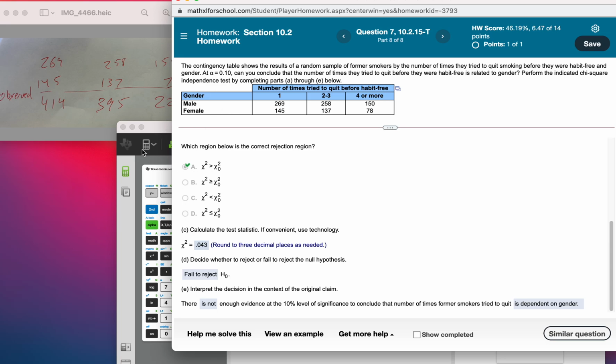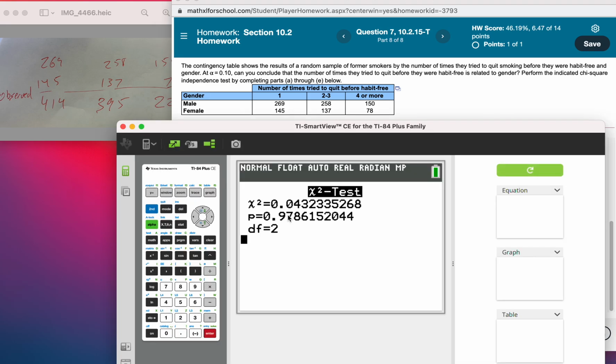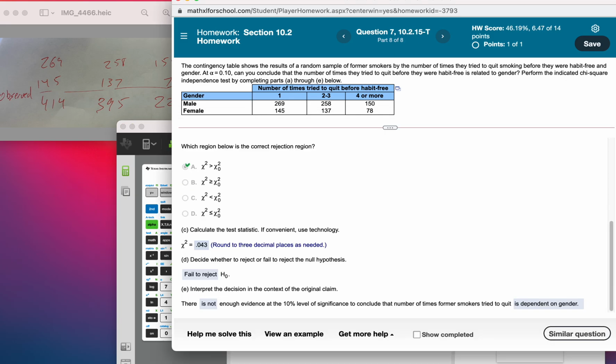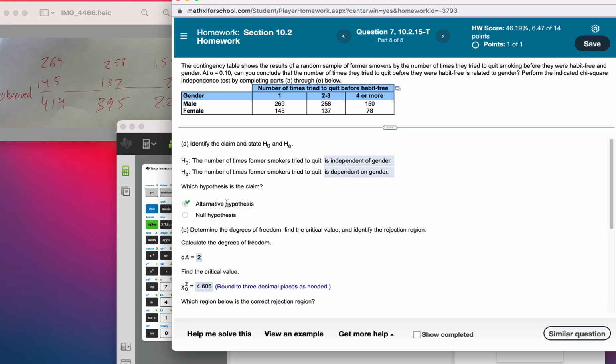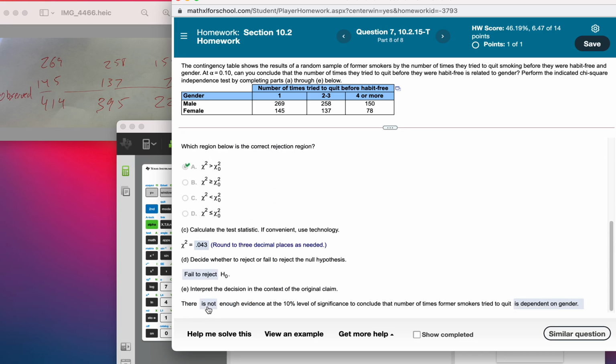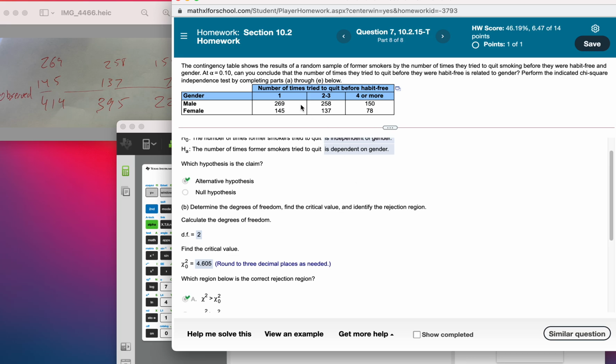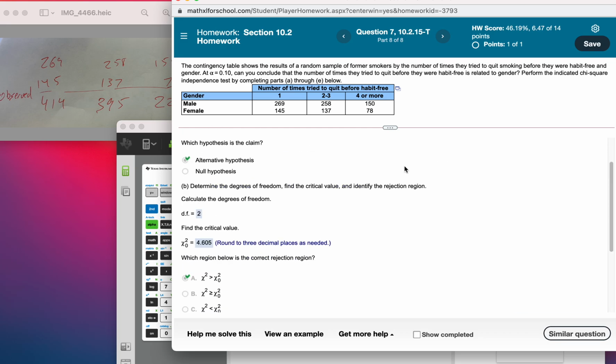My p-value is 0.97, which is greater than alpha. It's much bigger than alpha, so we're going to fail to reject. And then to interpret that, since our claim was with the alternate, there is not enough evidence at the 10% level to conclude that the number of times former smokers tried to quit is dependent on gender. Basically what they're saying is these numbers are too close to claim that there's a difference in somebody trying to quit smoking based on their gender. Okay? All right, hope this helps.